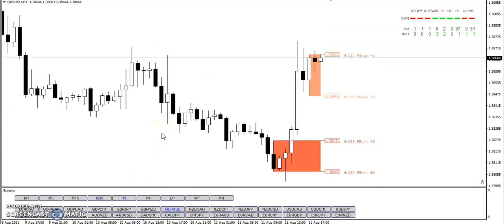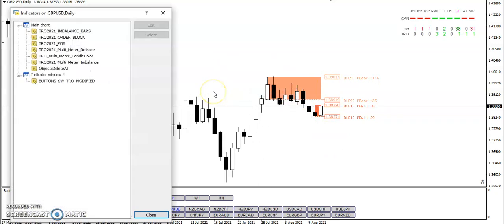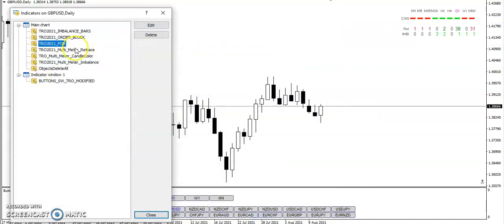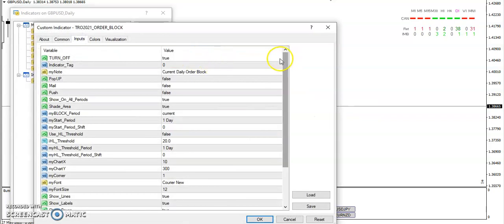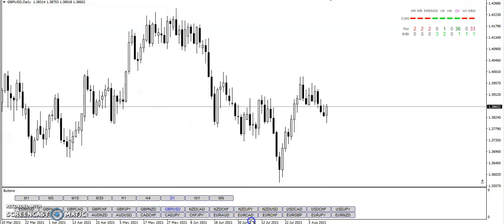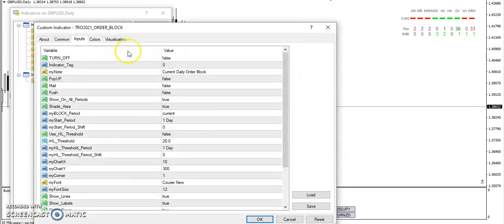And now, a lot of times, the order block traders will look at the higher time frames, maybe a daily, and you can see right here there was a potential block. But let me turn the potential one off. So turn that one off, and let's turn this one back on and see if we have any order blocks. Nope. Let me see on the daily, one day block period. Yeah.